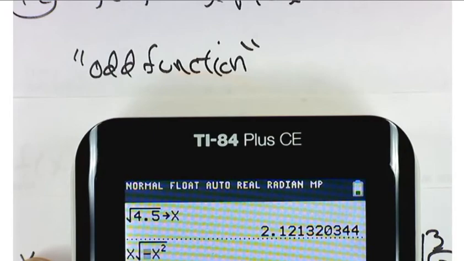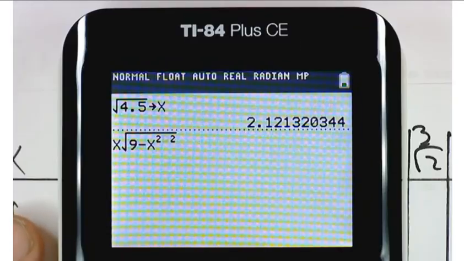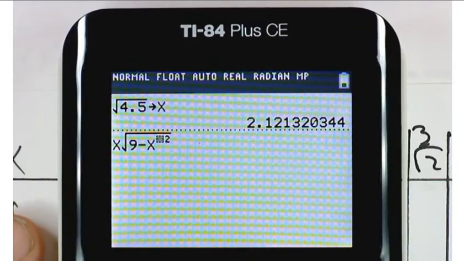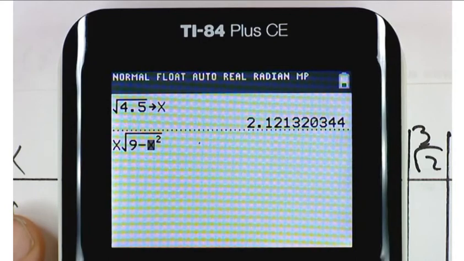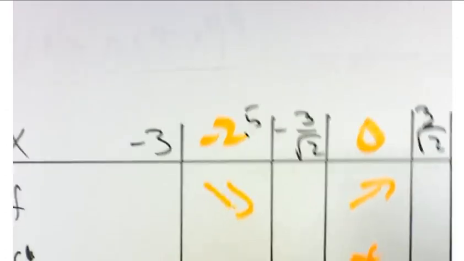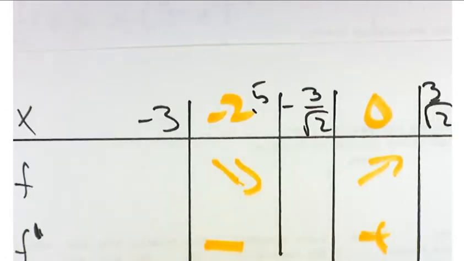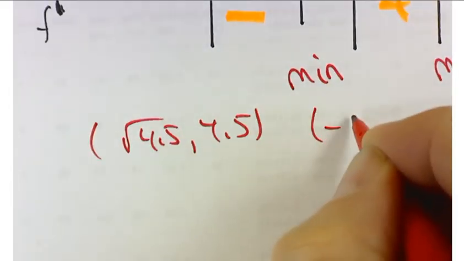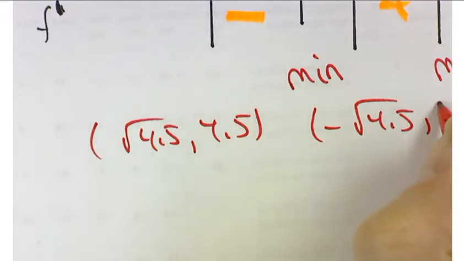So let's do that. x square root of 9 minus x squared. Oops, didn't get the 9 in there. 9 minus x squared. There we go. And you get back the square root of 4.5, which is ironic. So your coordinate points there are square root of 4.5 and square root of 4.5. This is an odd function, so we'll also get negative square root of 4.5 and negative square root of 4.5 as well. So we'll get those 2 points.